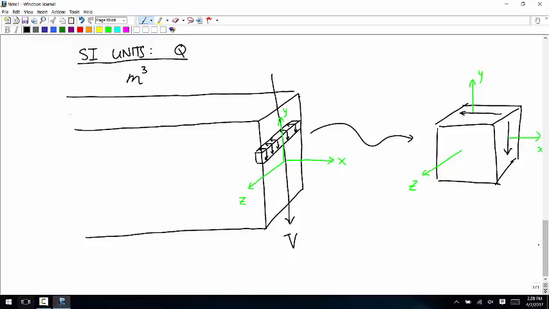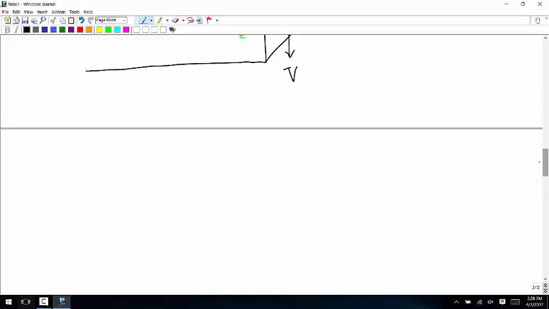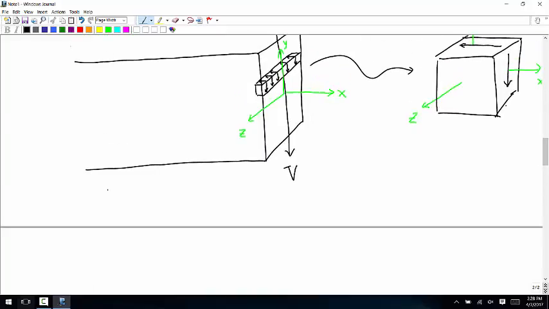And so the non-zero stress due to V, the shear force, is the shear stress XY.